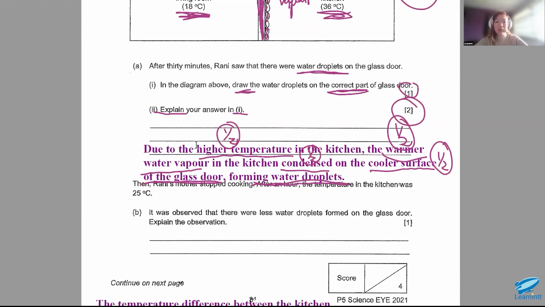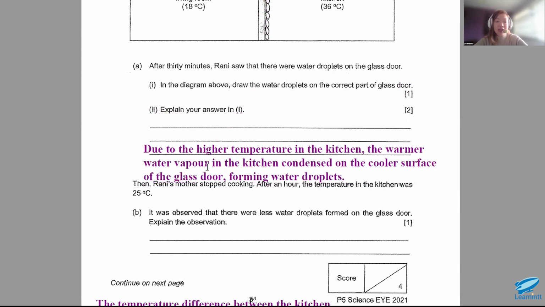Okay, this one was a bit blocked already. Then Rani's mother stopped cooking. I think she finished cooking her lunch. So after an hour, the temperature in the kitchen was 25 degrees Celsius. So it's not so warm anymore. It was observed that there were fewer water droplets formed on the glass door. Explain why. So we already know condensation took place. Now they're asking you why fewer water droplets?